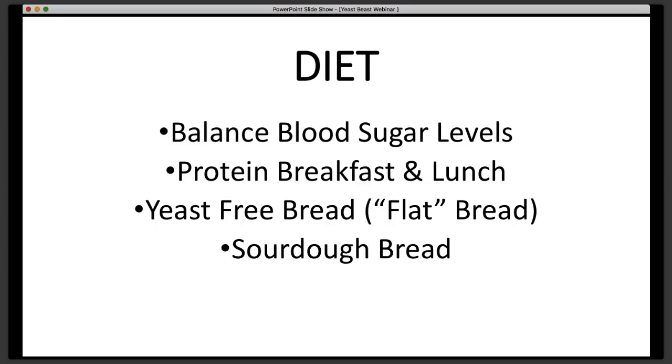You don't want to get cravings, you don't want to get low blood sugar, and you don't need a lot of protein. Fish, meat, chicken, eggs, salmon, tuna, nuts, etc.